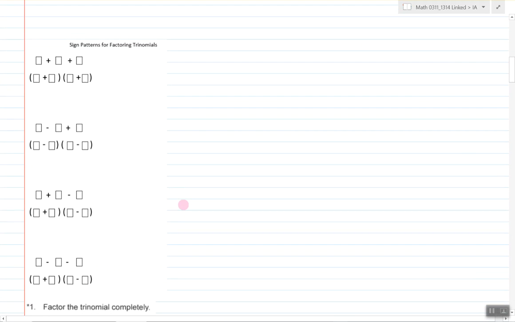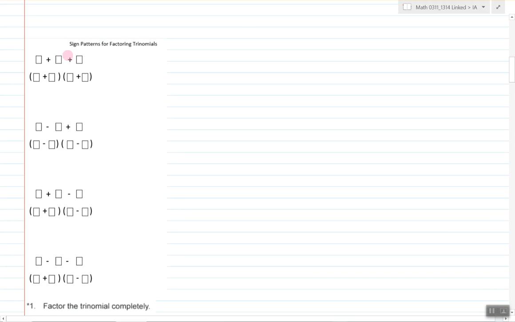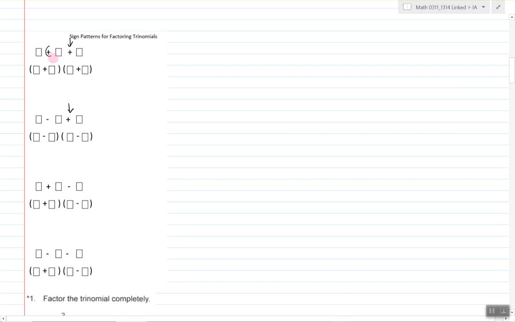Here is a pattern chart. It says if the last sign is positive, then both factors have to either be plus plus or minus minus in order to get that positive last term, and the middle term tells you which case it is. So if the last sign is positive, you either get plus plus for the factors or minus minus for the factors. The sign of the middle term tells you which one it is.